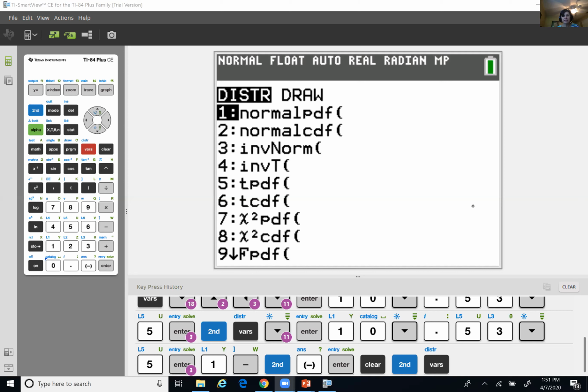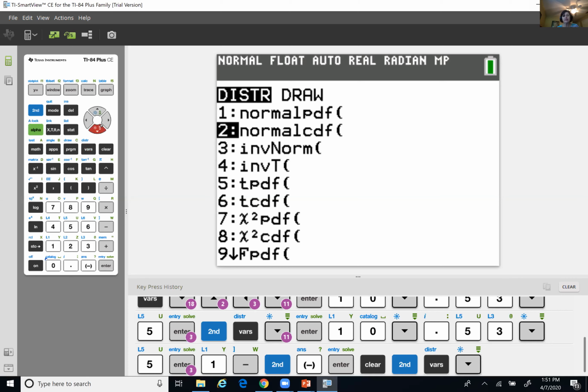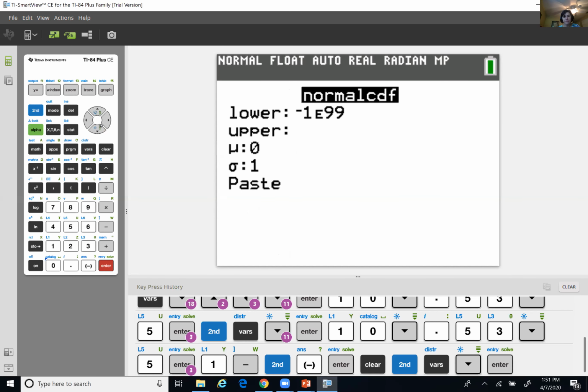Okay. Thank you, Seth. So you can see that there is a normal PDF and a normal CDF. We are actually not ever going to need normal PDF. We want the cumulative distribution because we're dealing with area under the curve, and we want it to add up to whatever value. So if I click number 2 for normal CDF, now here's the nice thing about the calculator. It will automatically default to say, okay, I'm going from the left tail.